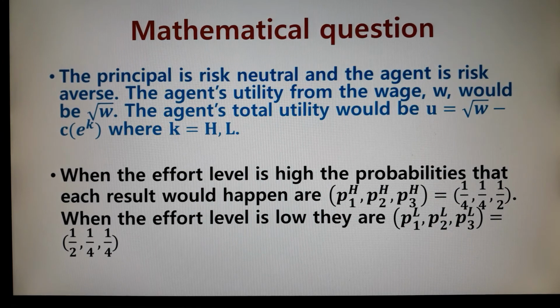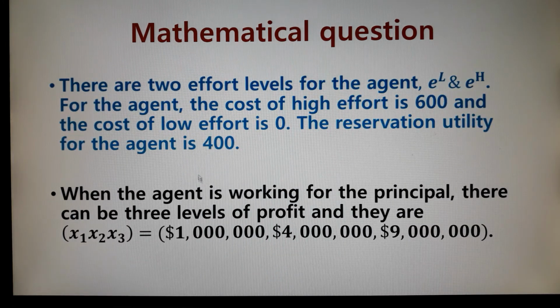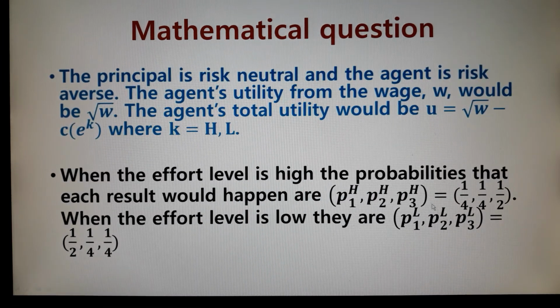So this is the end of all these setups. And if you look at this, from here, EH, EL, and 600, 0, reservation utility 400, and X, the profit axis, and the probabilities, and the risk averse agent, etc.